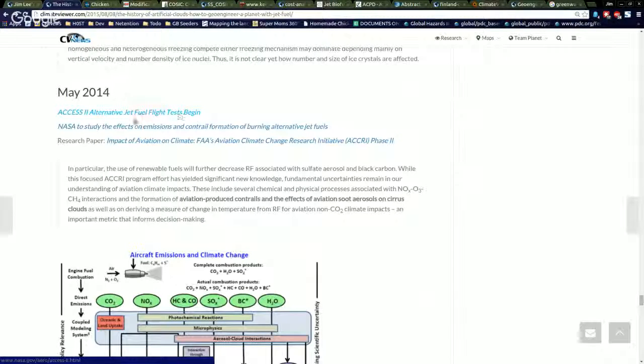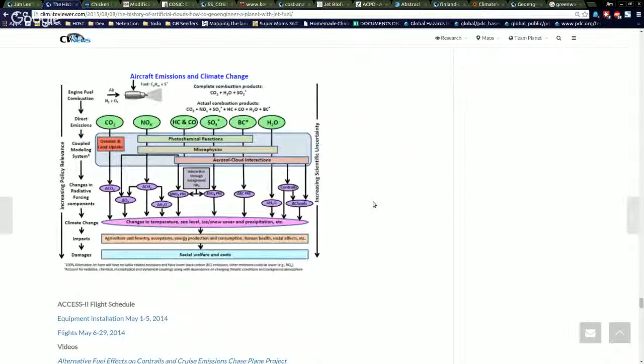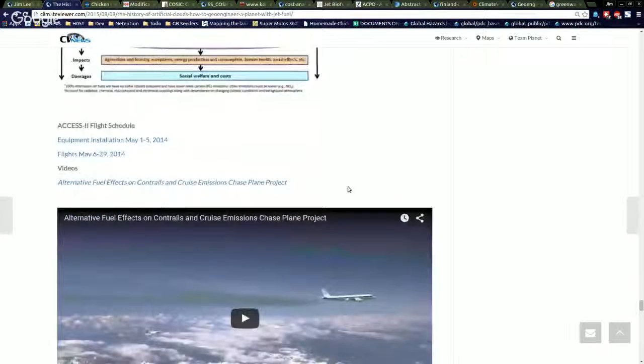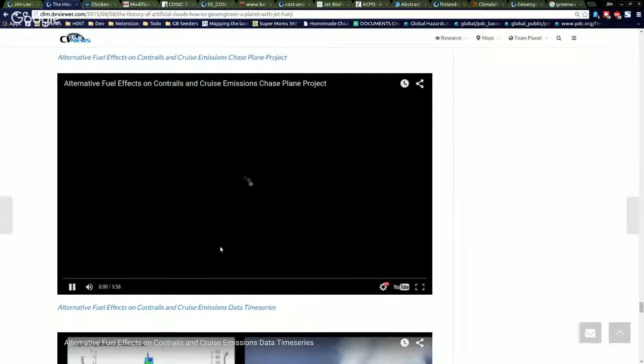Access to alternative fuel flights begin tests. NASA to study effects emissions of contrail formation on burning alternative jet fuels. So alternative jet fuels, biofuels, these are their new mother savior guide for the aviation industry. And that is geoengineering. They are actively experimenting on it. You don't believe me? Look right here.